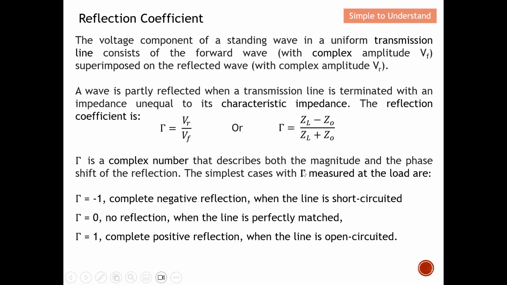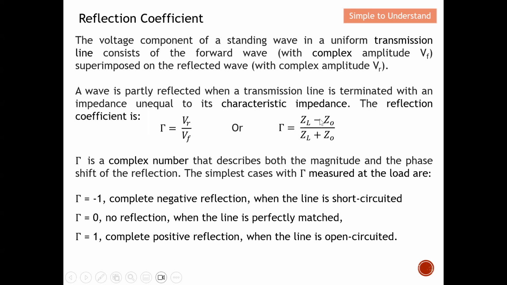For the simplest case, with the reflection coefficient measured at the load, there will be three conditions. One is a reflection coefficient of -1. This is when the line is short circuit, where we have a complete negative reflection. When the reflection coefficient is equal to 0, it means there is no reflection, which means the line is perfectly matched.